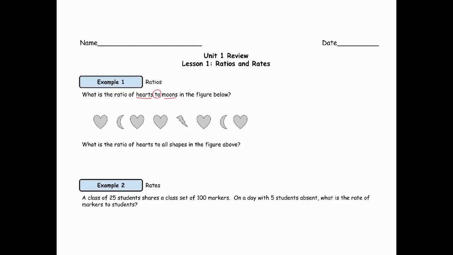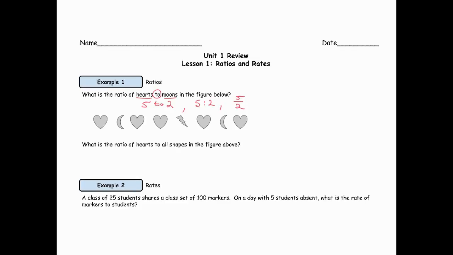Let's identify the number of hearts we have in our set. Let's identify the number of moons we have in our set, and we can take it from there. So starting with the hearts, we have 1, 2, 3, 4, 5 hearts. Moving to the moons, we have 1, 2. So if we have 5 hearts and 2 moons, our ratio is 5 to 2. We can also write ratios using a colon, 5 to 2, and we can also write it using a fraction, 5 over 2.